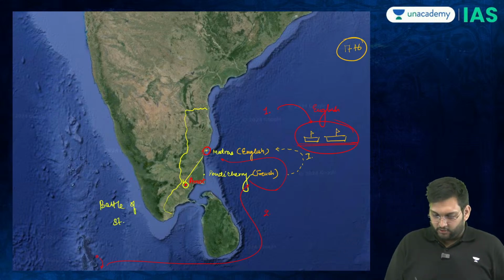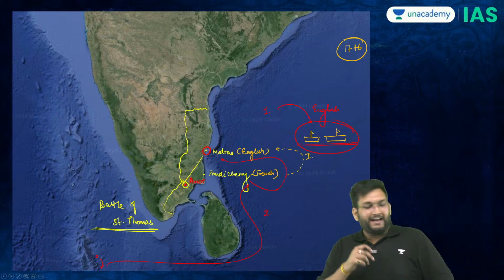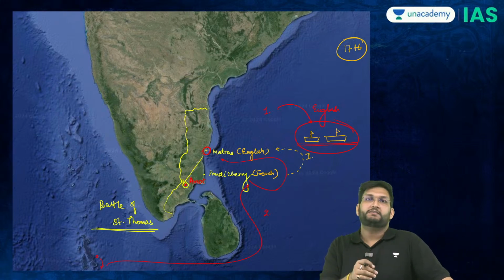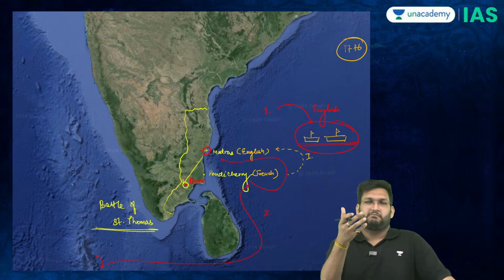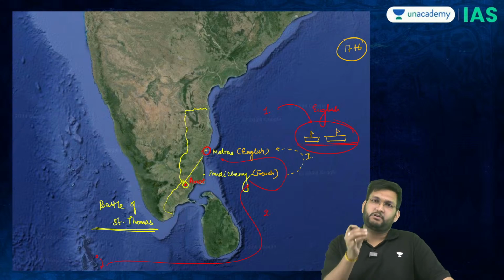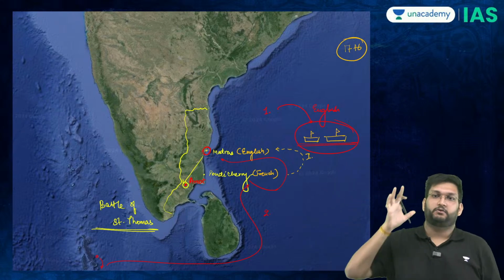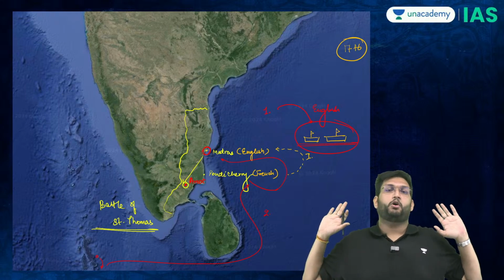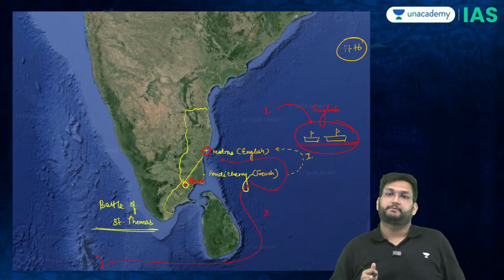Battle of St. Thomas, sometimes also called St. Thome. Now, at the Battle of St. Thomas, a very small but efficient French army is going to defeat the very old and outdated army of Anwaruddin, and the French will say, we will hold on to the Madras sector. We are not going to give it up.